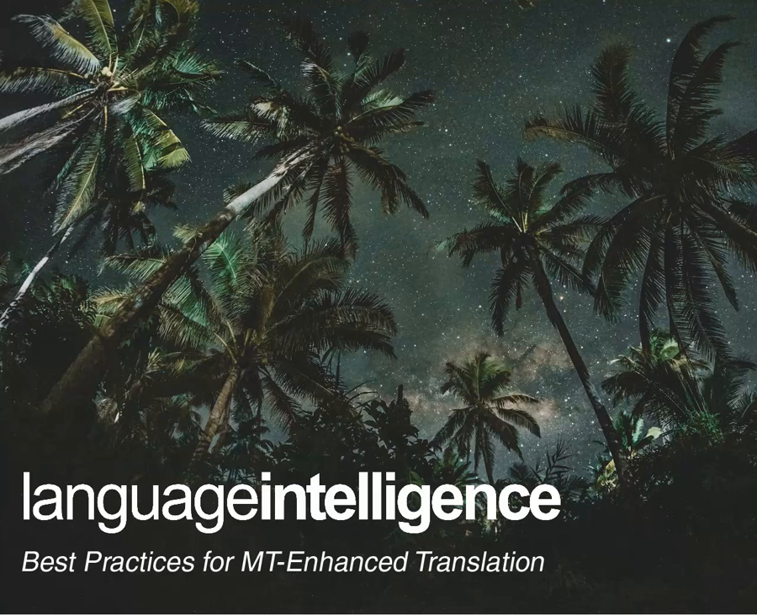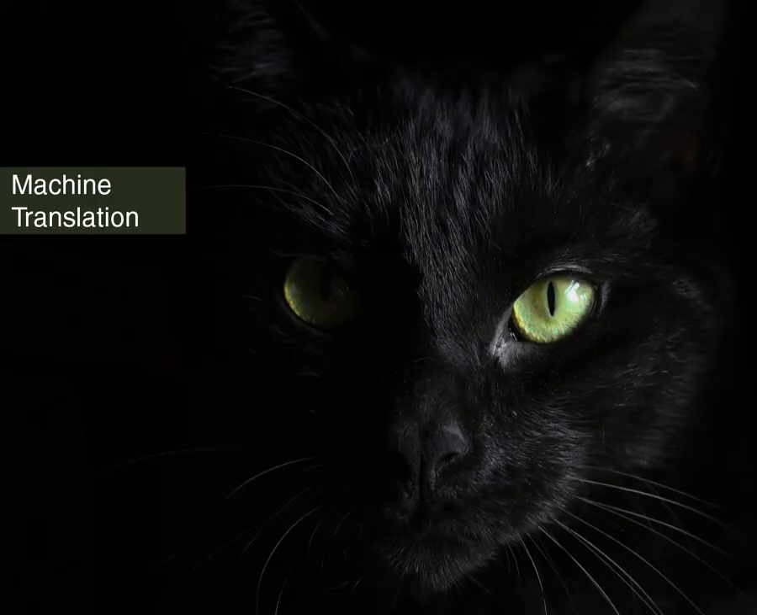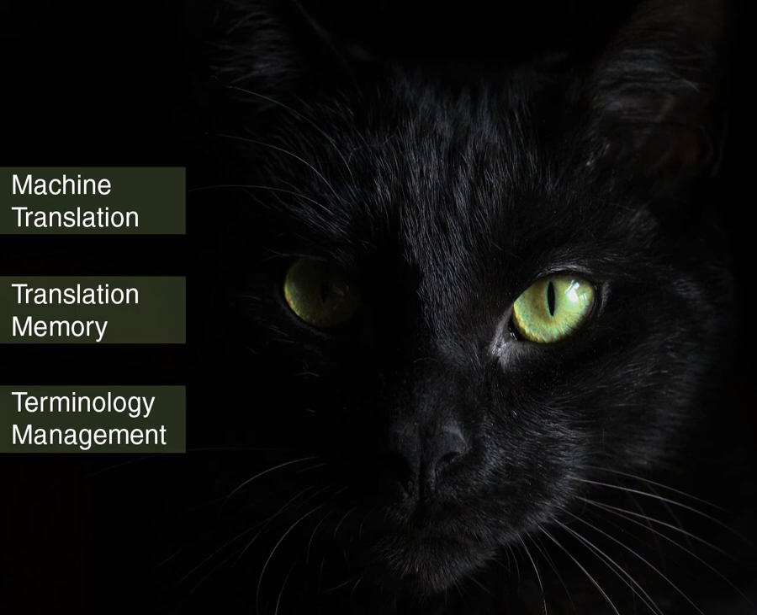At Language Intelligence, we encourage our linguists to use the tools available to them to enhance translation productivity. If you're already using CAT tools, you can use machine translation engines, translation memory, and terminology management to your advantage. By setting up all of these tools to work in harmony, our linguists have been able to as much as double their productivity. In this video, we'll show you some of the tools and configurations you can use to increase your working speed while still producing high-quality translations.